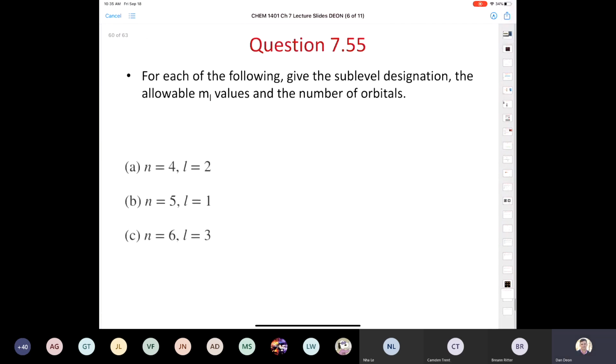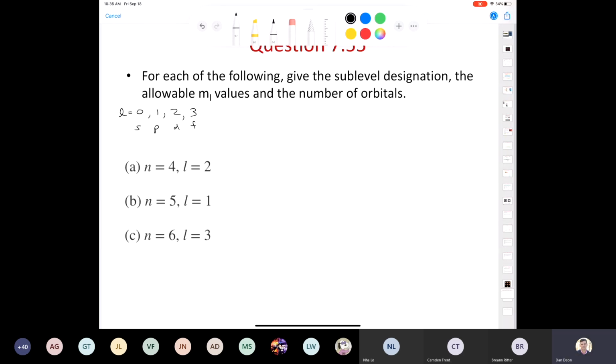It says here, for each of the following, give the sublevel designation, the allowable ML values, and the number of orbitals. Let's do this one together. So remember, I always write this down for my students because sometimes they get confused: 0, 1, 2, 3. When L is equal to 0, that's an s orbital. When it's 1, it's a p orbital. When it's 2, it's a d orbital. When it's 3, it's an f orbital. And so if we have n is equal to 4 and L is equal to 2, this must be a 4d orbital.